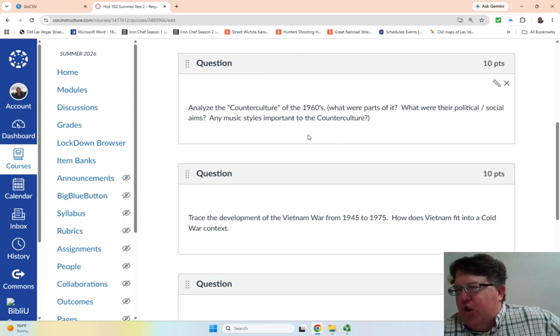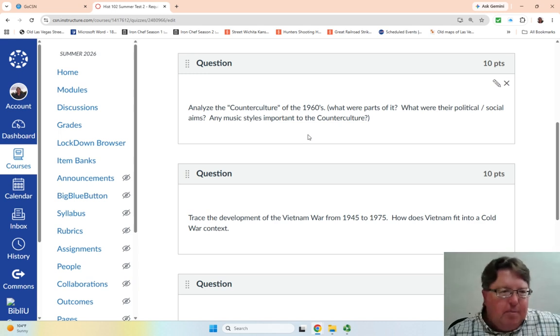What were their political and social aims? Any music styles. Okay, so you'll study rock music in the 60s. All the rights movements. Civil rights movement, women's rights movement, gay rights movement, Chicano movement, Native American stuff. Any of the rights movements, hippies, free love, anti-Vietnam War, anti-war. There was a free speech movement in the 60s.